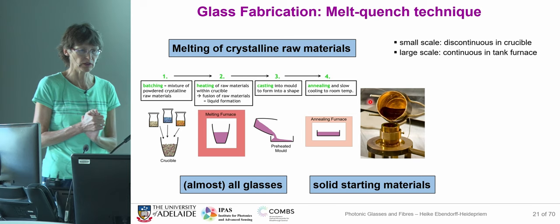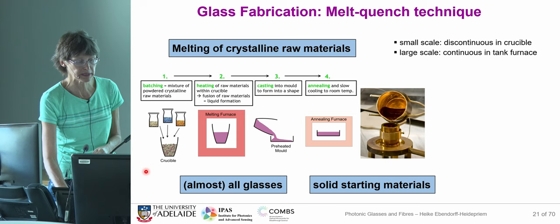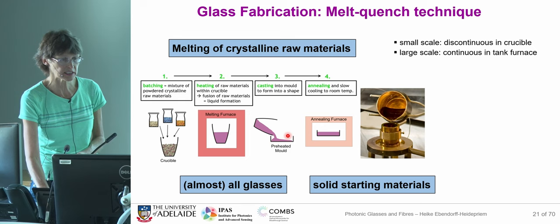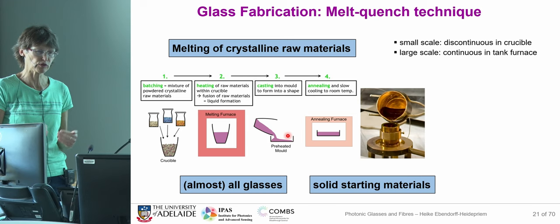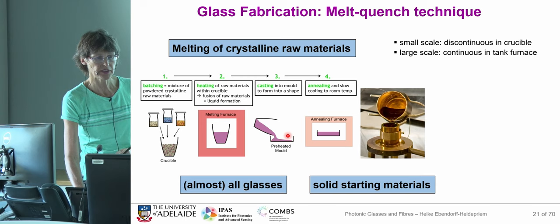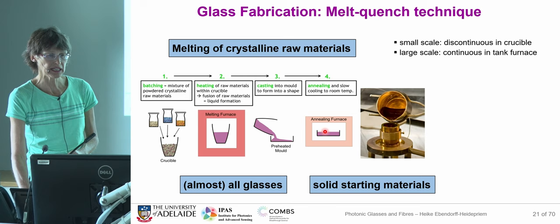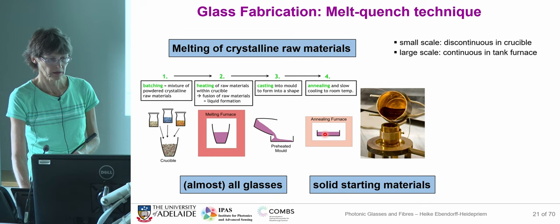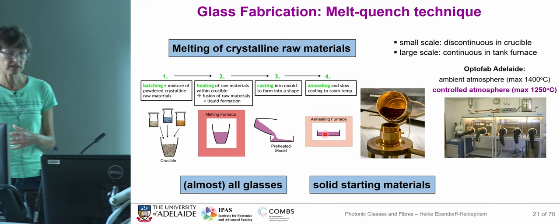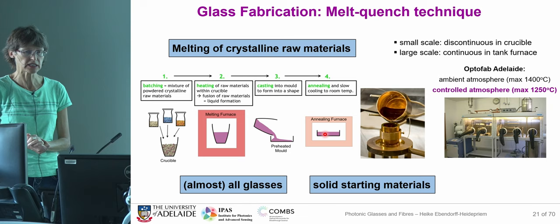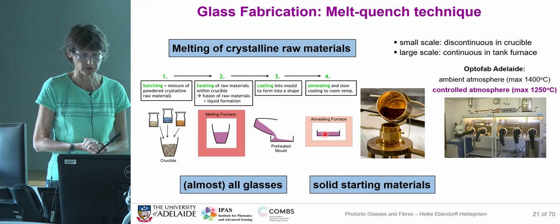One is the melting of crystalline raw materials. The crystalline raw materials are mixed in a certain proportion and heated up, and a glass melt is formed that is cast into a preheated mold. During this casting process, the melt cools down so quickly that no crystals can be formed and a glass, an amorphous solid, is obtained. Then the hot but solid glass is put in an annealer and slowly cooled down to room temperature, simply to avoid cracking. In Adelaide, we can melt glasses under ambient atmosphere up to 1400 degrees Celsius, but under controlled atmosphere the maximum is 1250 degrees Celsius.